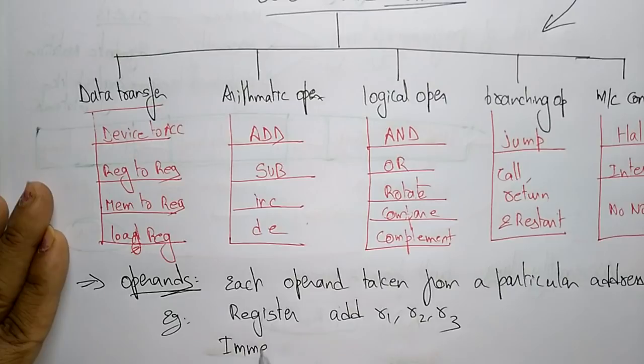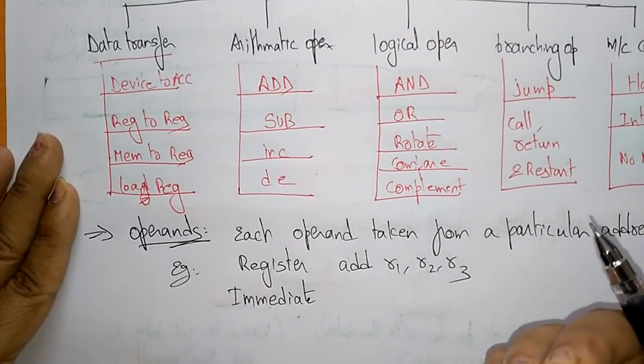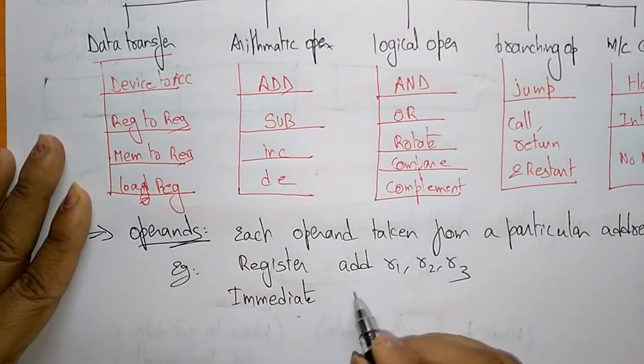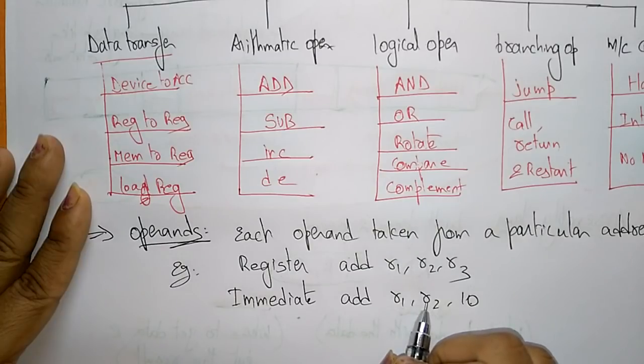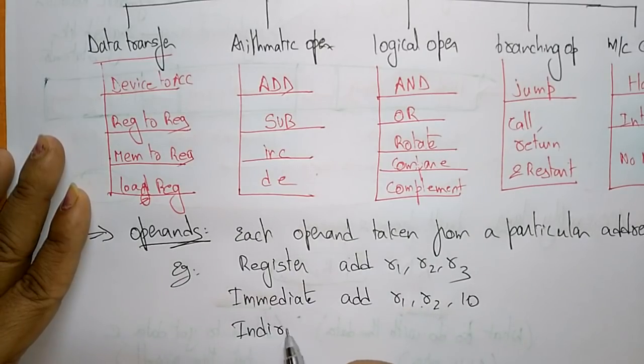Next is immediate. These are the different addressing modes used to say from where we have to get the data and perform the operation, by using direct or indirect or with the help of registers, or immediate, like that. Immediate is add R1 comma R2 comma 10. The value 10 is directly added to the data present in the R2 register, and the result will be stored in R1. Indirect is move R1 comma content of R2.